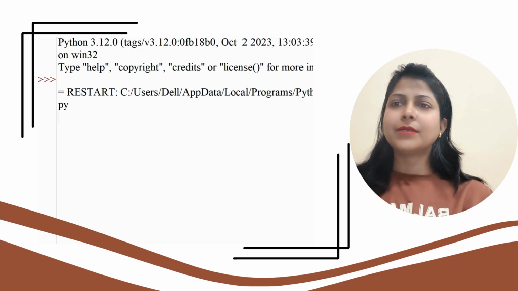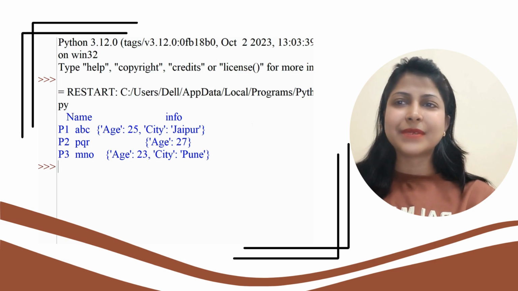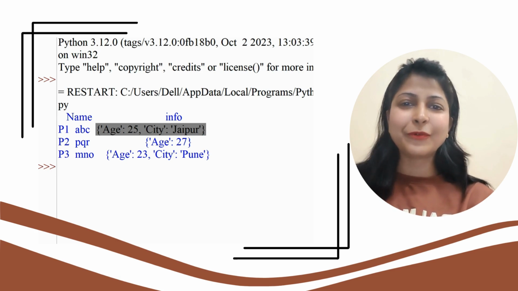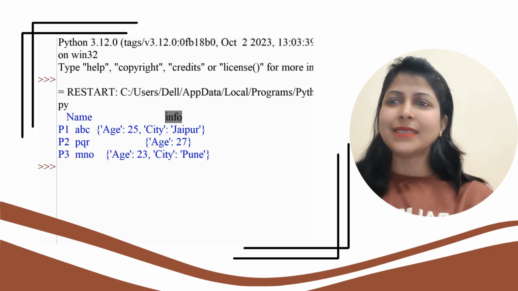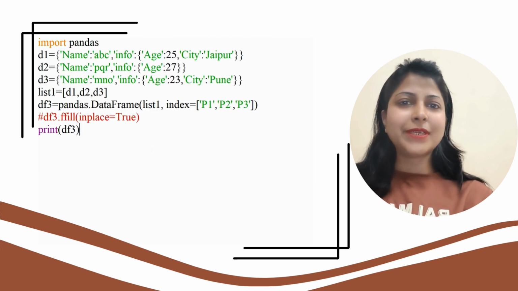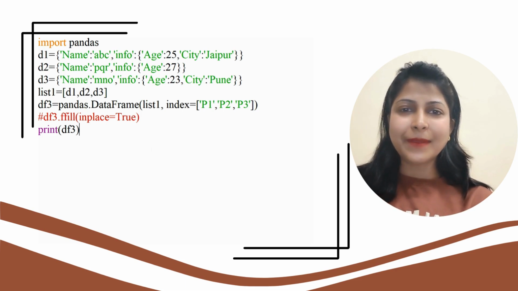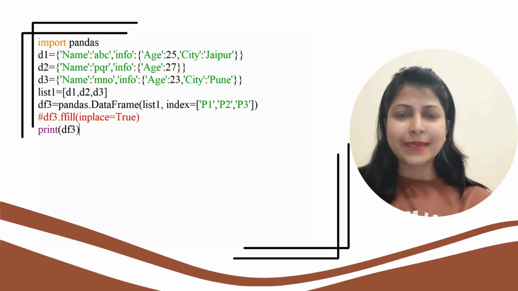Let's wait for it. So here is my dictionary, right? So the complete dictionary is placed in place of my value under the heading info. This is my column name, right? So this was the last variation I had to talk about, and we are done with the list of dictionaries today. I hope you have understood the concept.